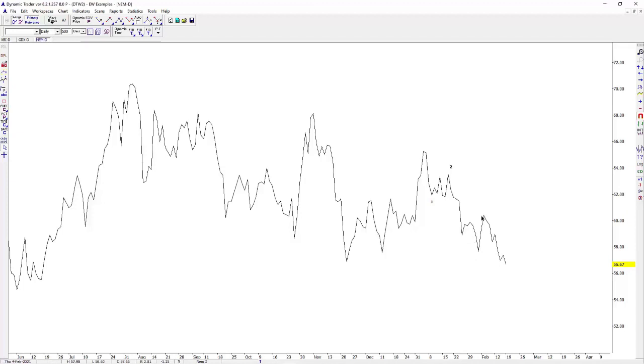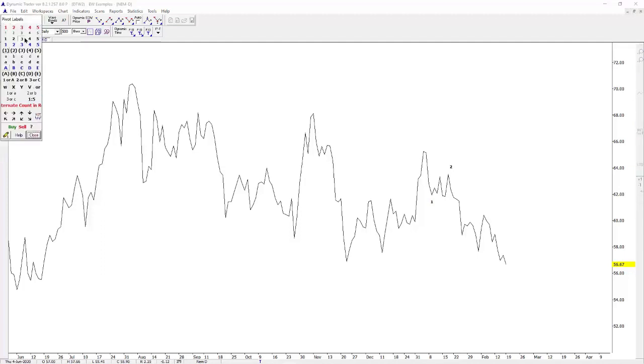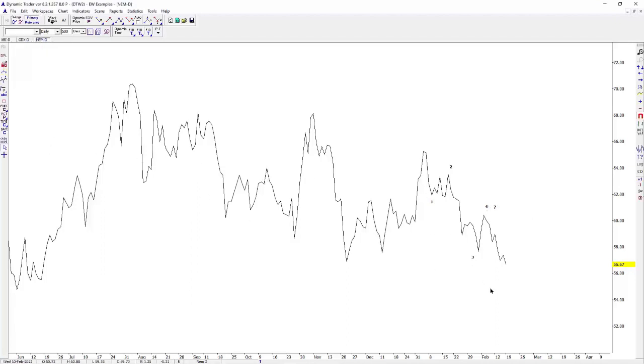Well, what do we have so far? We have some correction greater than any correction since the wave 2 high. We have a potential 3 and 4. I'm going to label those, and we would put question marks on those. There we go. Let's just add some more data.